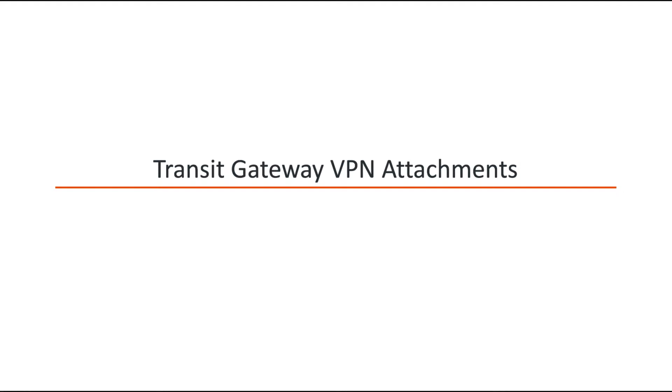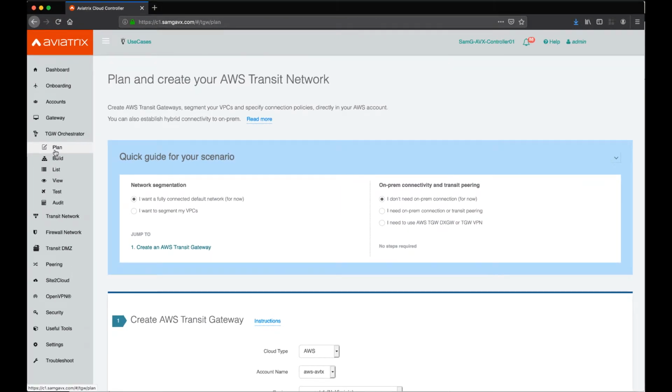Hello, in this video we will show you how to set up AWS Transit Gateway Direct Connect or VPN attachment through Aviatrix controller. Let's take a look. Okay, in order to attach a VPN directly to AWS Transit Gateway, or basically a native VPN attachment into Transit Gateway, we go under Transit Gateway Orchestrator Plan.